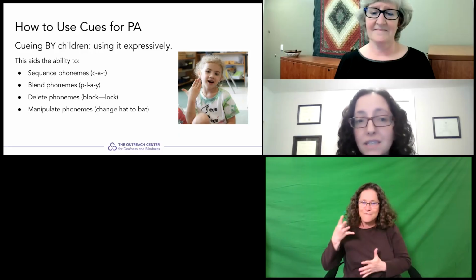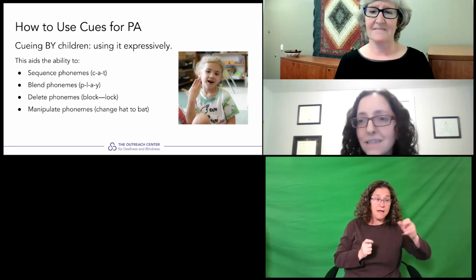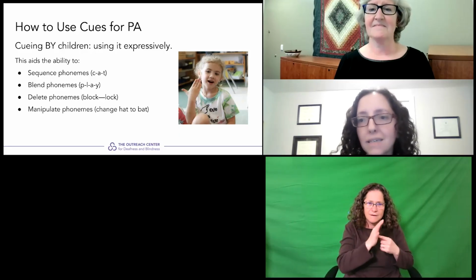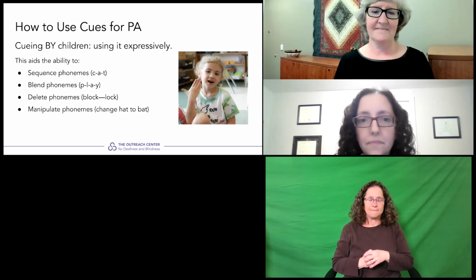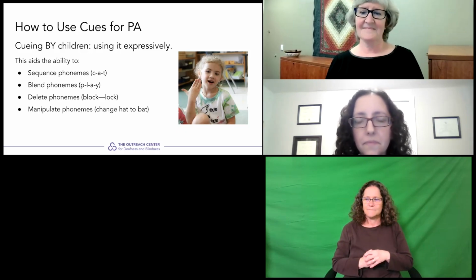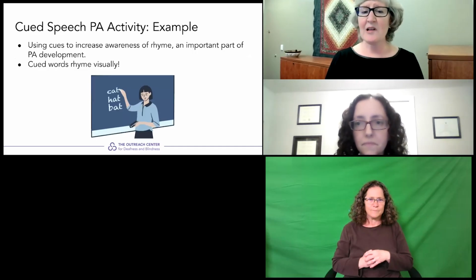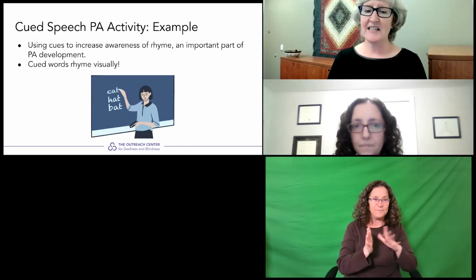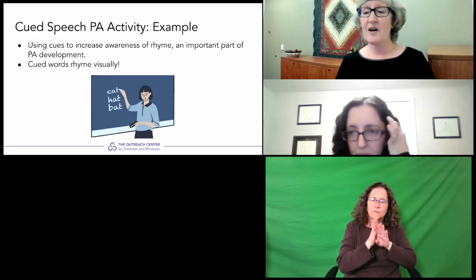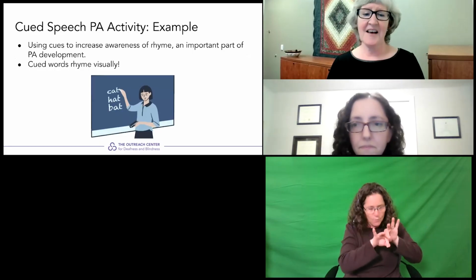And we can have kids manipulate phonemes. Can you change hat to bat? Hat to bat. Okay, just an example of a cute speech phonemic awareness activity, using cues to develop the awareness and increase the awareness of rhyme, which is a very important phonemic awareness skill.